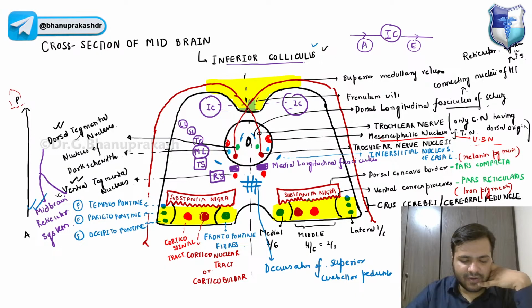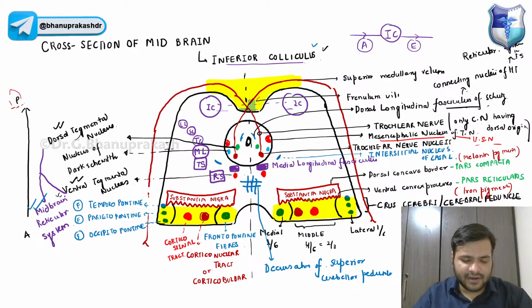I'm waiting, guys, for your answers. Please let me know, these are centers for which reflex, right? So the inferior colliculus, you already know, is the laminated gray matter in the lower part of the tectum of the midbrain, right? It is for the auditory reflex, right?